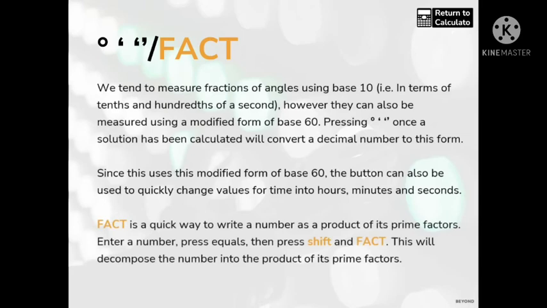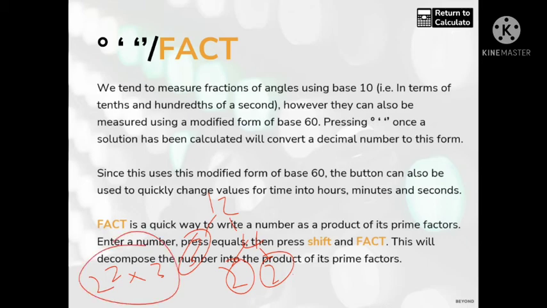The fact button is a quick way to write a number as a product of its prime factors. So you might remember at GCSE, you'd say write 12 as a product of prime factors. So for example, that would be 3 and 4, as 4 is a square number. 2 and 2, well, that's prime, that's prime, that's prime. So it's 2 squared times 3. You might remember doing that at GCSE, doing that on your calculator, and funnily enough, it will give you that answer. Okay.